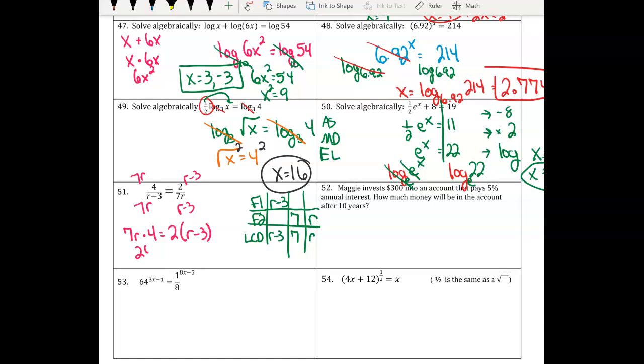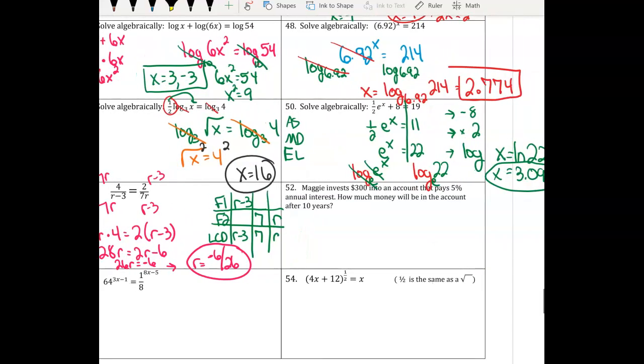So I get 28r equals 2r minus 6, and now subtract the 2r over, which gives me 26r equaling negative 6, and then I'll divide by 26. So my r is going to be this, and I'm just going to leave it like this. You're welcome to simplify the fraction, turn it into a decimal, but it doesn't matter. All right, we are getting there. Let's go to the next problem.